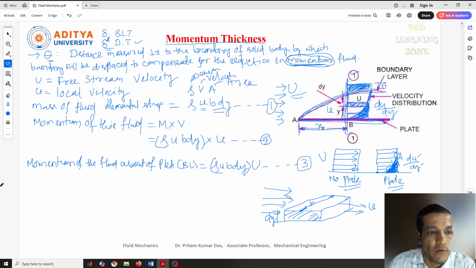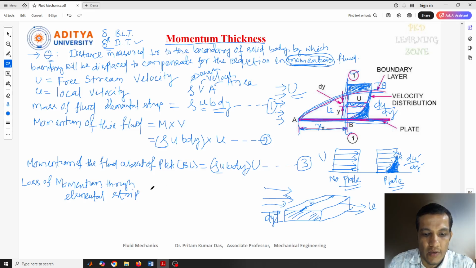Now what is the loss that happened? This is in presence and this is in absence. So what is the loss in momentum between them? Here we can write the loss of momentum through the elemental strip.